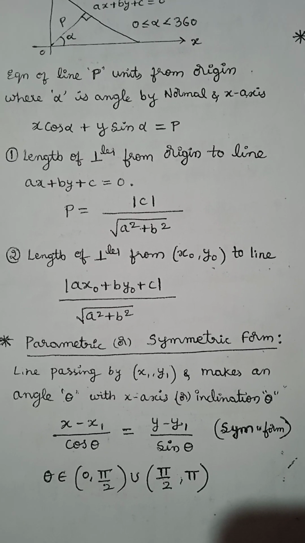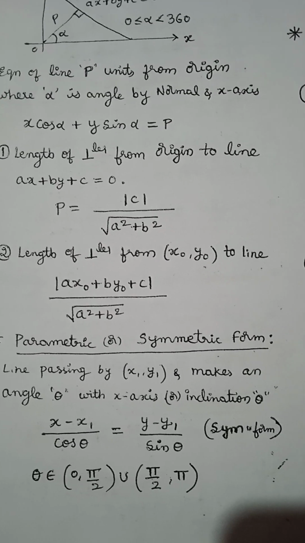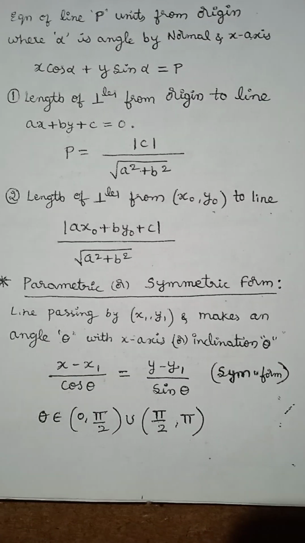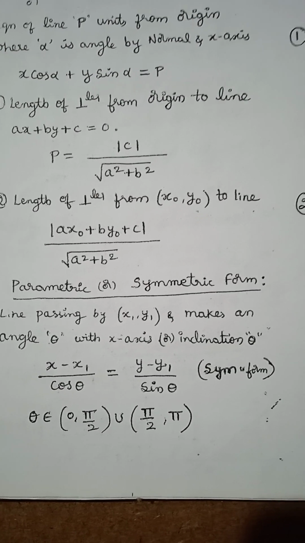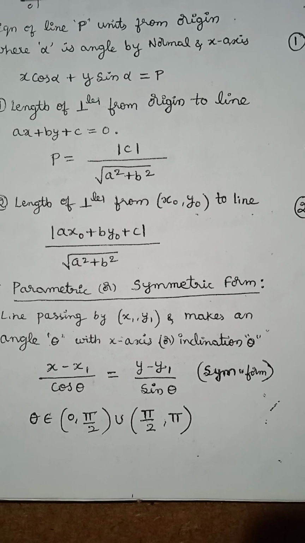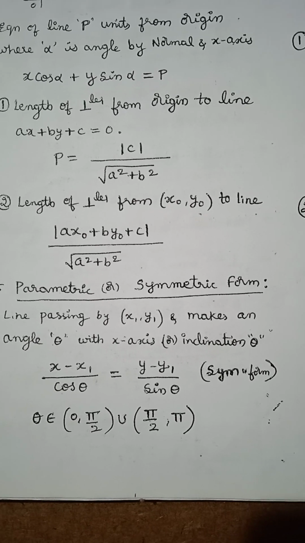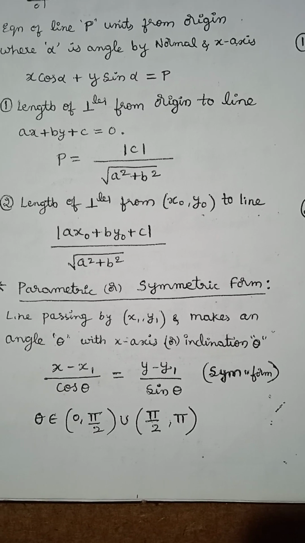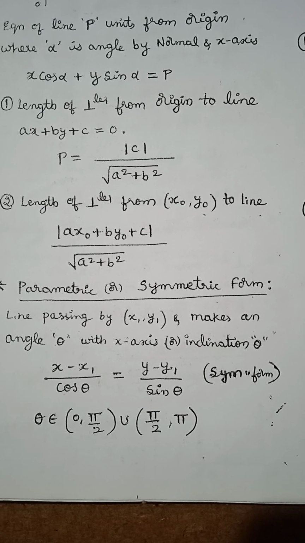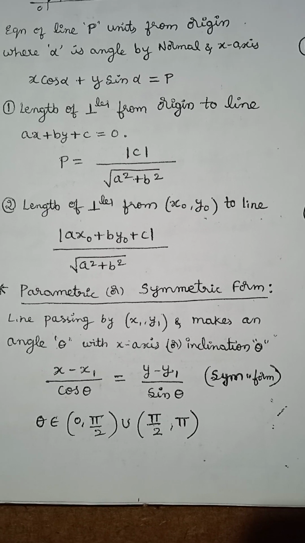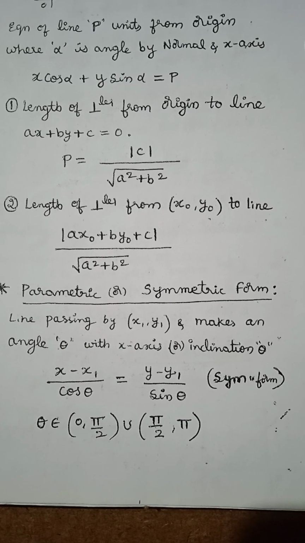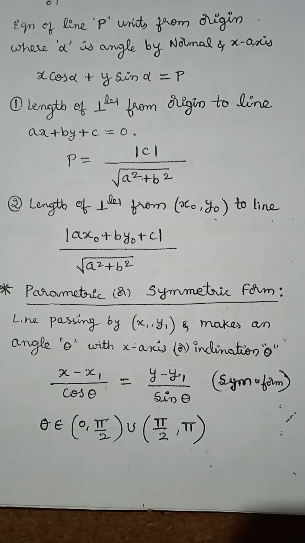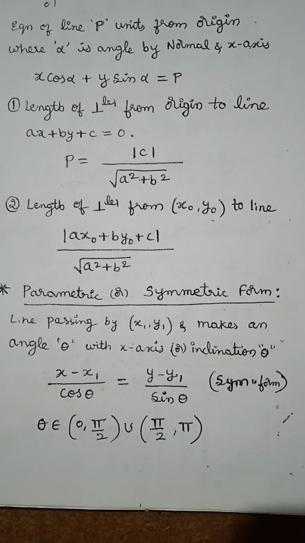Now we move on to parametric form or symmetric form. A line passing through point x1 y1 and making an angle theta with the x-axis would be x minus x1 by cos theta equal to y minus y1 by sin theta, which is the symmetric form.